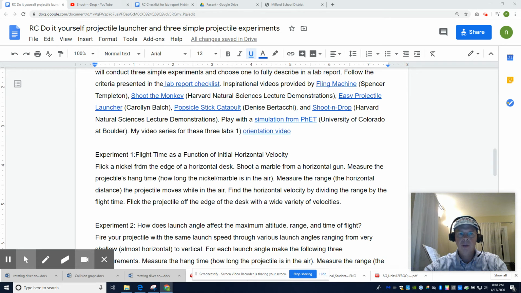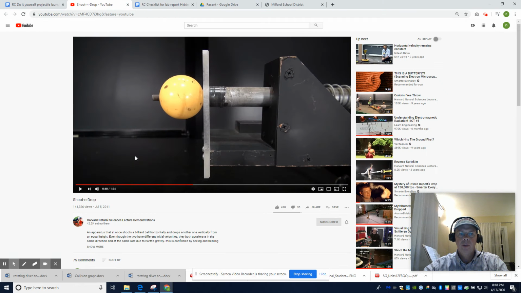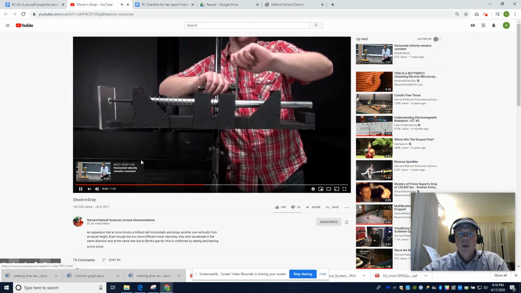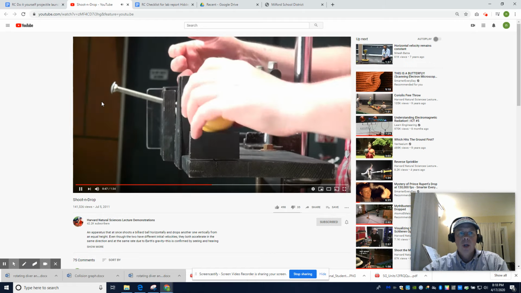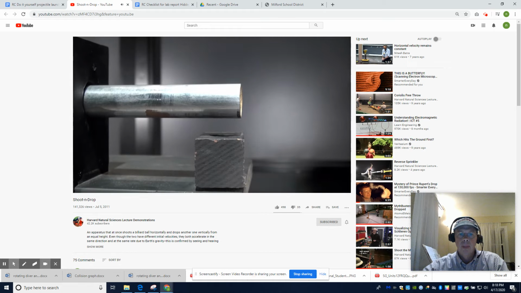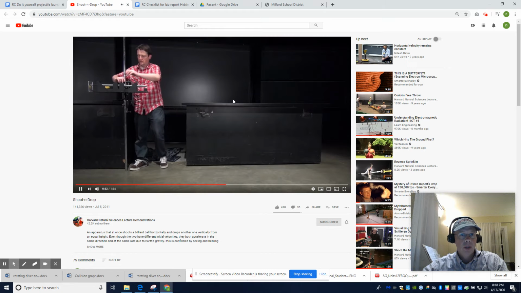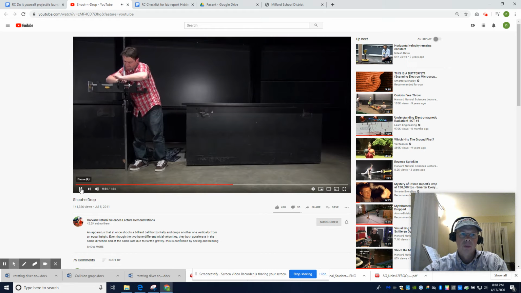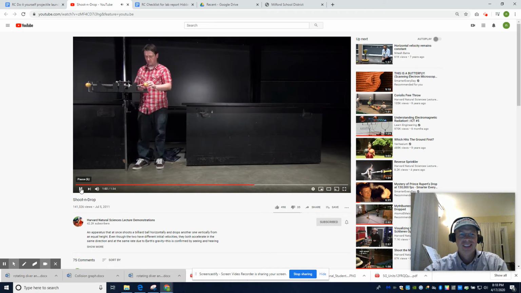I used to flick nickels. I have a marble gun in the classroom. This is sort of the really fancy version. This guy on the left obviously has no initial horizontal velocity. And this guy on the right does have an initial horizontal velocity. This demonstration gives away the answer to the lab, so I hesitate to show you this. But watch the video if you want to know the answer and not struggle with statistical analysis.